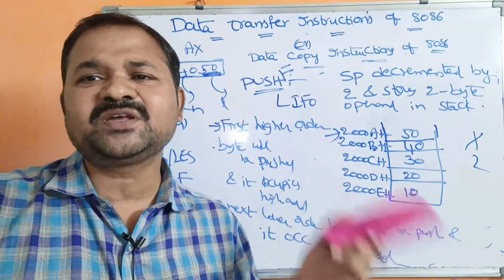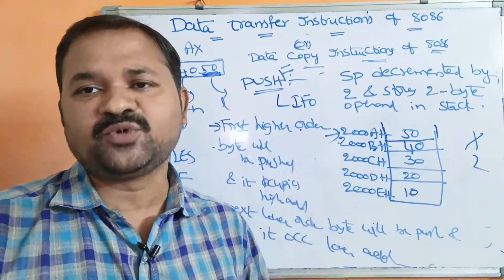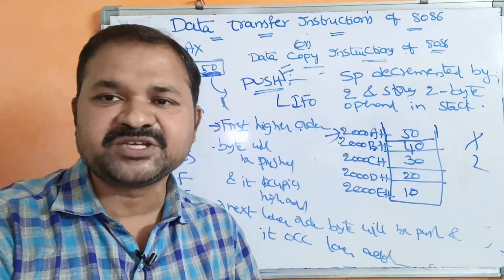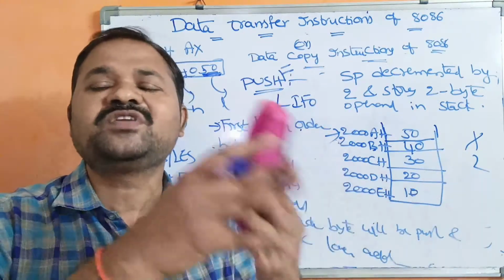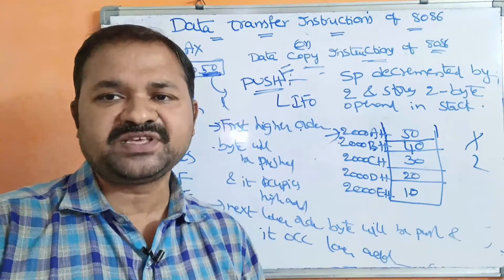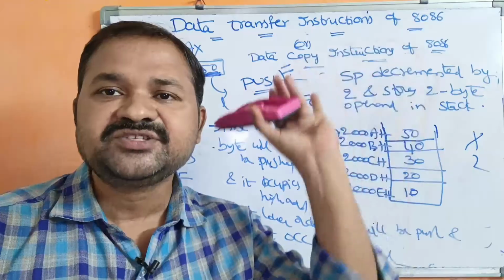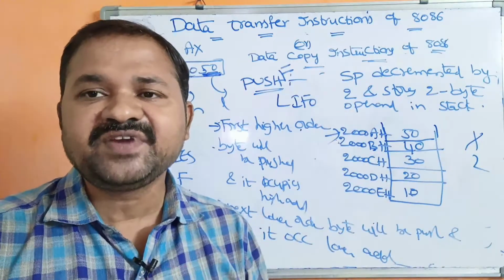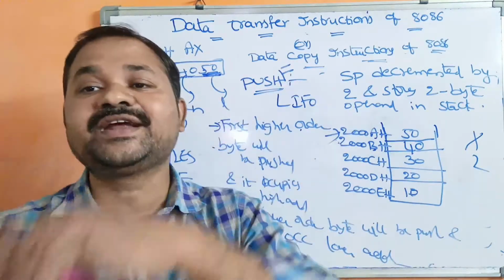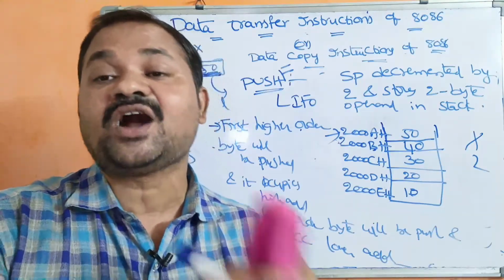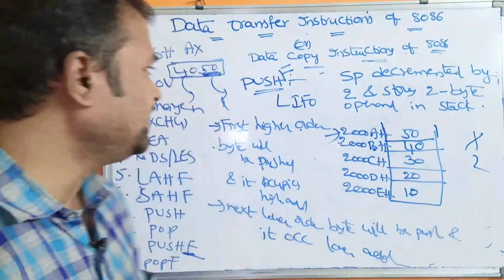The explanation for PUSH and PUSH F is the same. PUSH means we are pushing general purpose register information, or we can push the content of a memory location onto the top of the stack. Whereas PUSH F means instead of pushing general purpose register content, here we have to push the flag register content onto the top of the stack. That is the only difference.